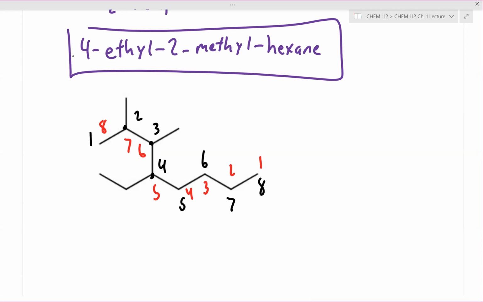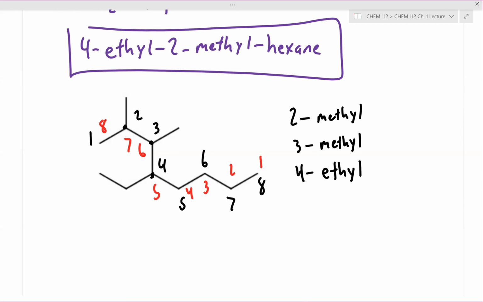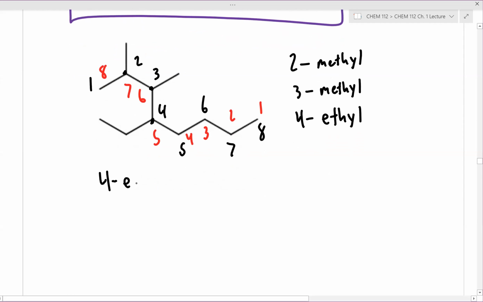Red, yep. So then at carbon 2, we have what? Methyl. At carbon 3, we have what? Methyl. And at carbon number 4, we have what? Ethyl. Yep. Are there any other side chains that we haven't accounted for? Okay, so now what goes first, ethyl or methyl? Ethyl. So we'd write this as 4-ethyl.